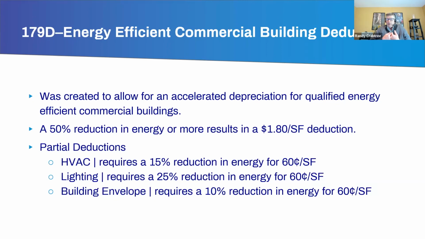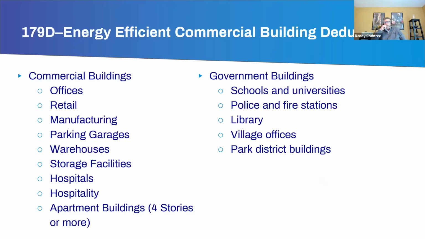The designer of the government building gets a Schedule M adjustment. They get a deduction on that tax return that is not on their books, and that's free money to them. Building owner, time value of money. Designer of a government building, free additional deduction. So that's 179D.